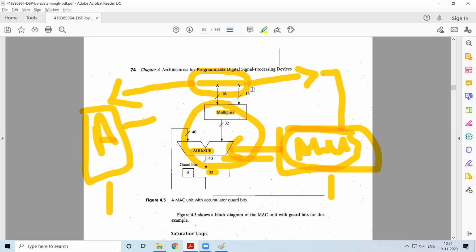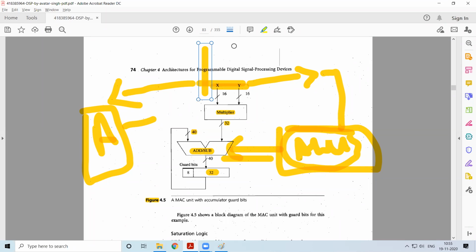Then apart from this, you can observe that when x and y are being multiplied, you are getting access to the next operands. By the time the multiplier result comes to the add and subtract, the next two operands which are present over here will be given to the multiplier and its result will be available. So in this way you are pipelining the entire stuff.